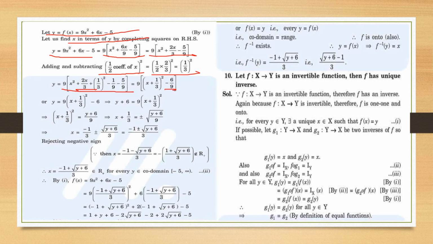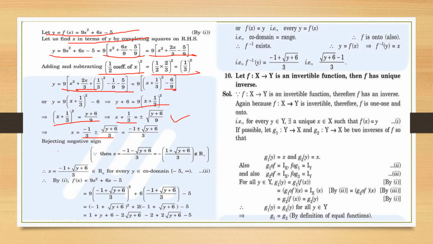So that means it is 9 times, open the brackets, 9 times (x plus 1 by 3) whole square minus 6. Okay. So y plus 6 equal to 9 times (x plus 1 by 3) whole square. Right. So this becomes (y plus 6) upon 9. So x plus 1 by 3 is equal to plus minus root of (y plus 6) upon 9. So x is minus 1 by 3 plus minus root (y plus 6) upon 3, that is (minus 1 plus minus root (y plus 6)) upon 3, right?